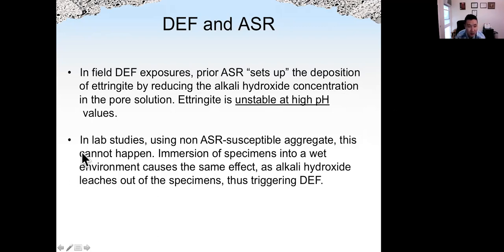So the second paragraph: in lab studies using non-ASR susceptible aggregate, this cannot happen. Immersion of specimen into a wet environment will cause the same effect. Okay, when we immerse the concrete specimen in a wet environment, the alkali hydroxide will be leached out of the specimen. So pH level is lower, then ettringite becomes stable. So we have DEF.